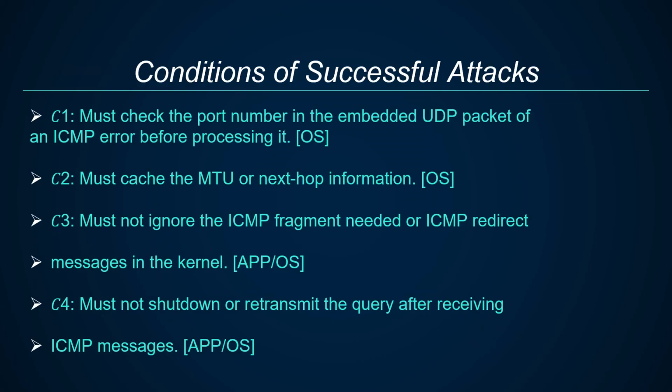Successful exploitation. To successfully exploit this method, certain conditions must be met. C1: must check the port number in the embedded UDP packet of an ICMP error before processing it. C2: must cache the PMTU or next hop information. C3: must not ignore the ICMP frag needed or ICMP redirect messages in the kernel. C4: must not shut down or retransmit the query after receiving ICMP messages.